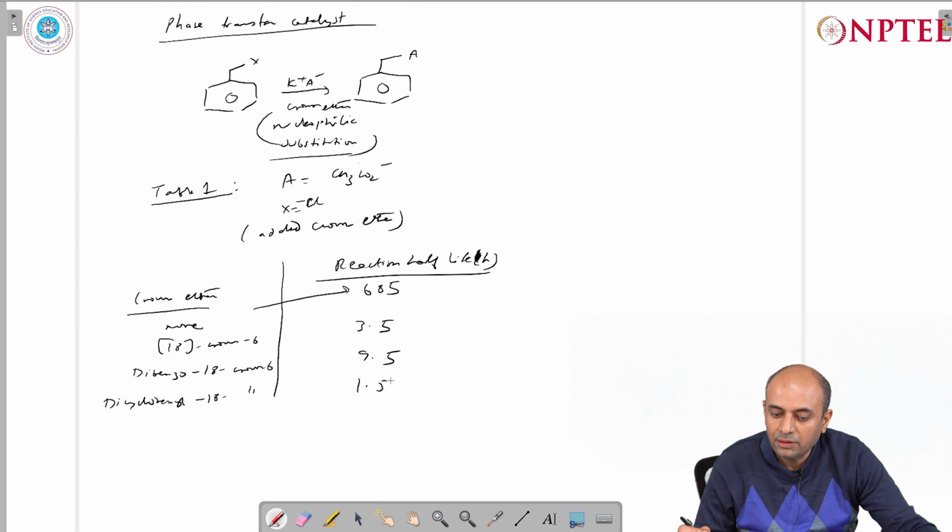So, in the next class we will now look at the mechanism of this phase transfer catalyst and how the presence of the crown ether modifies the reaction environment, such that this reaction proceeds at extremely fast rates.